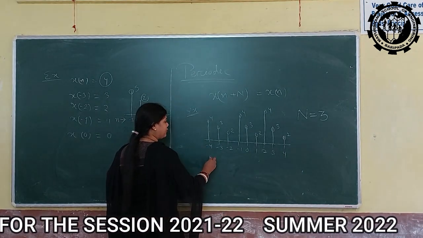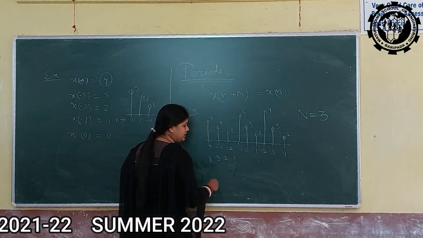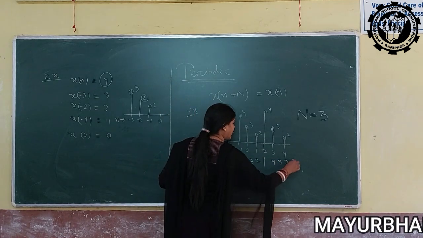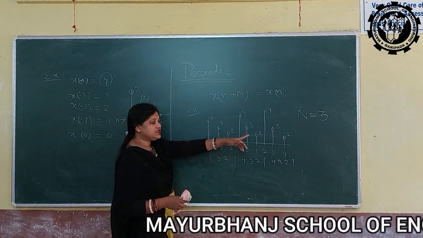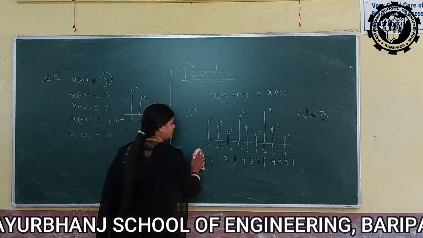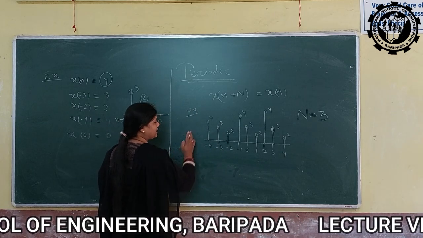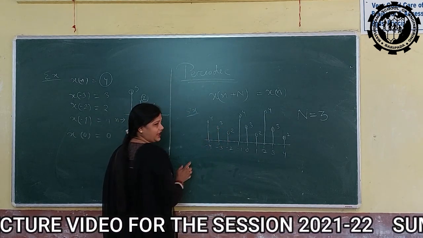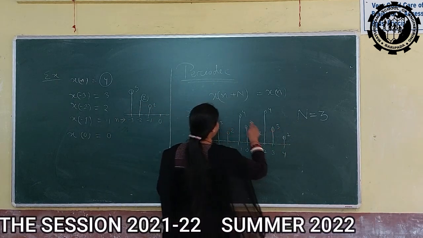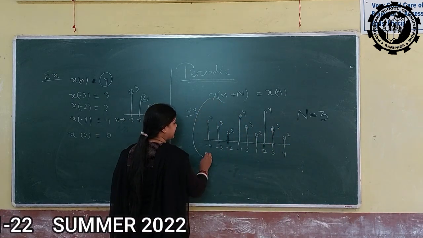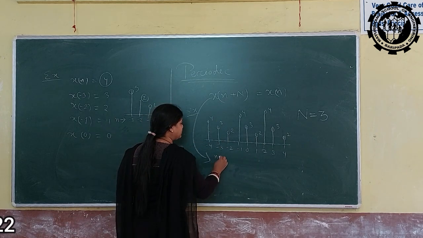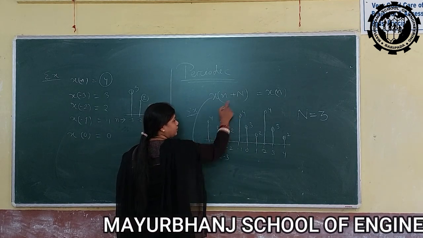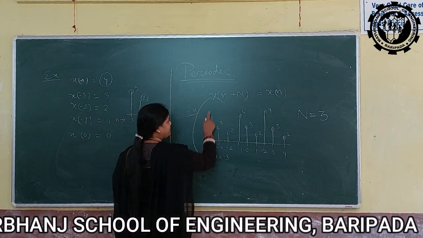If we repeat 4, 3, 2 and 1, again 4, 3, 2 and 1, that means N is 4. So here you can see that it is a periodic signal, meaning a constant period repeated again and again. So the capital N is 3, where it satisfies the condition, say n equal to minus 3, and we know that capital N is 3.